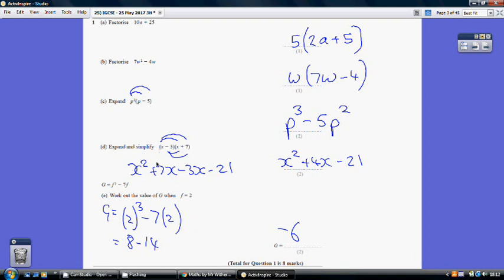We've expanded. Now the simplifying bit, you gather up the like terms. So the only like terms are the x's. 7x take away 3x is plus 4x. So our final answer, x squared plus 4x minus 21.